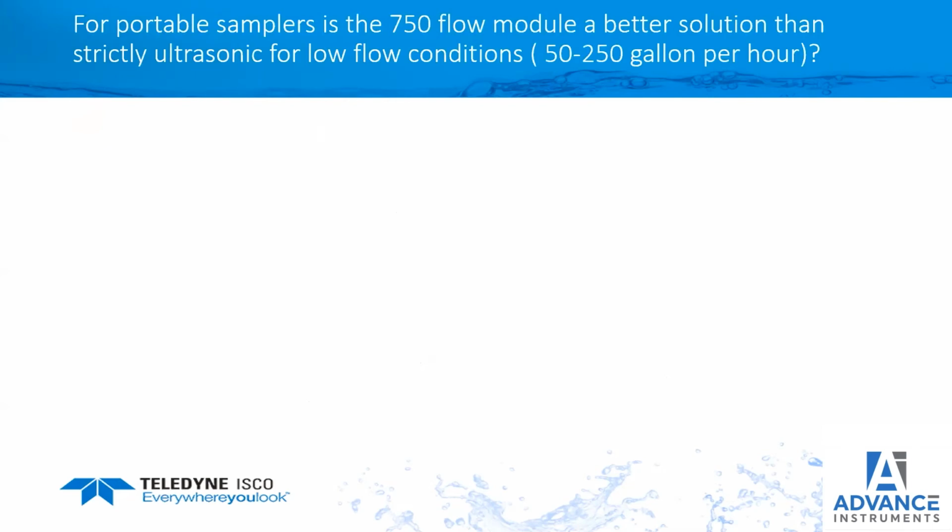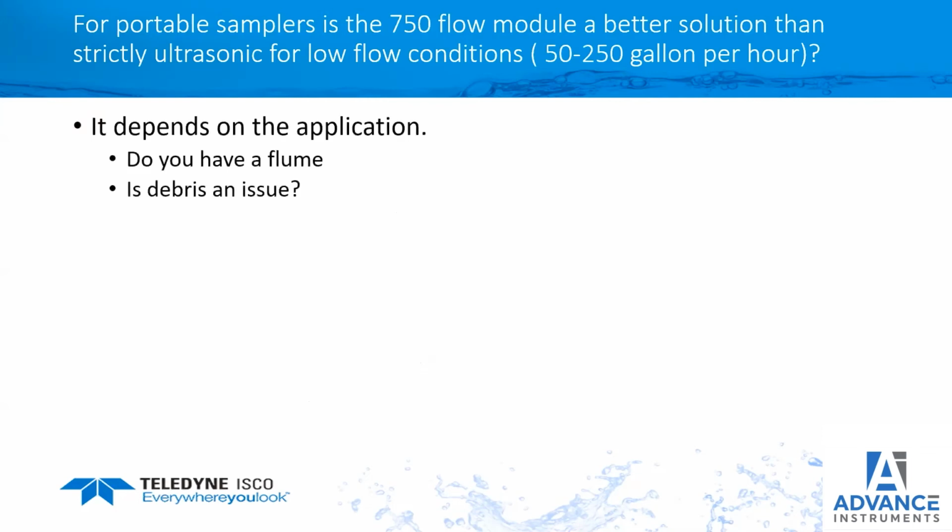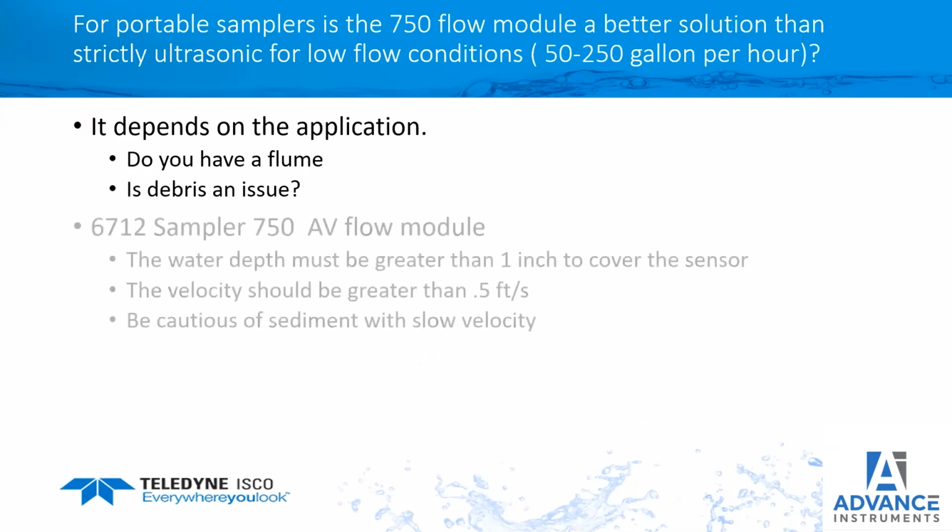All right, for the portable samplers, the question is, is the 750 module a better solution than strictly ultrasonic when they have flow conditions of 50 to 250 gallons per hour? It kind of depends on the application. If you already have a flume in place, or if debris is an issue, flumes are highly accurate and have been used for a long time, so the ultrasonic may be a better option.